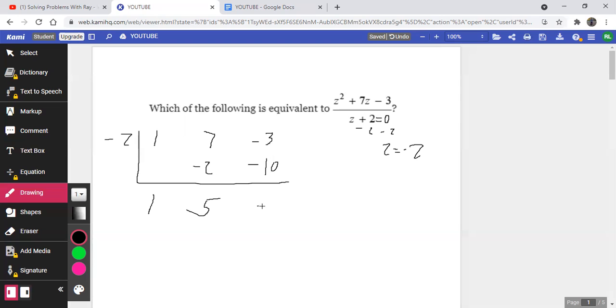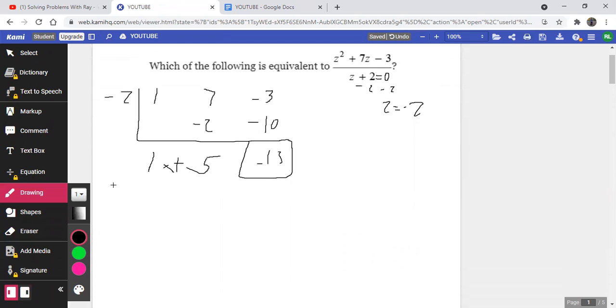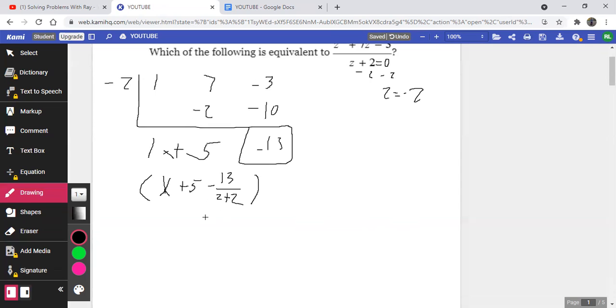And this time, we just drag it down since there's no other number. So -13 will be our remainder, and this will be our x term. So this will just be x plus 5 with the remainder of -13. But that's not how we leave it. Instead, we do x plus 5 minus 13 divided by z plus 2 because that's what we're dividing by. So that'll be the remainder. So that's going to be our answer. That's the first way of doing it.